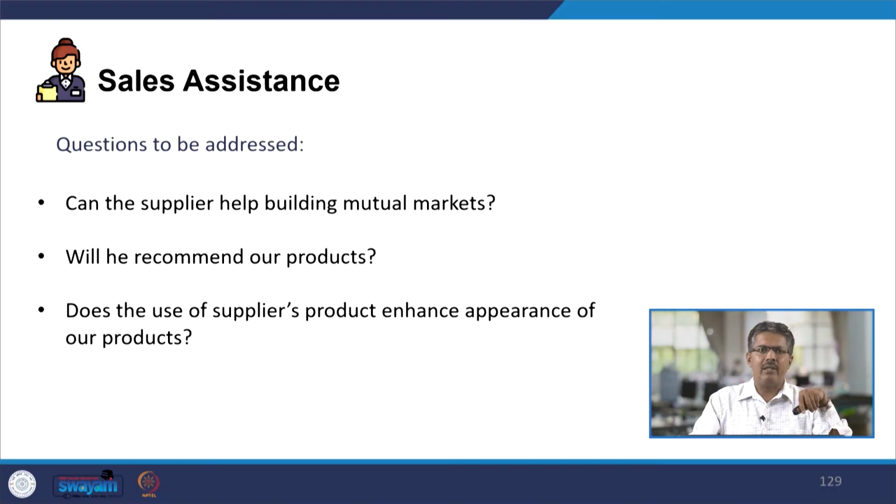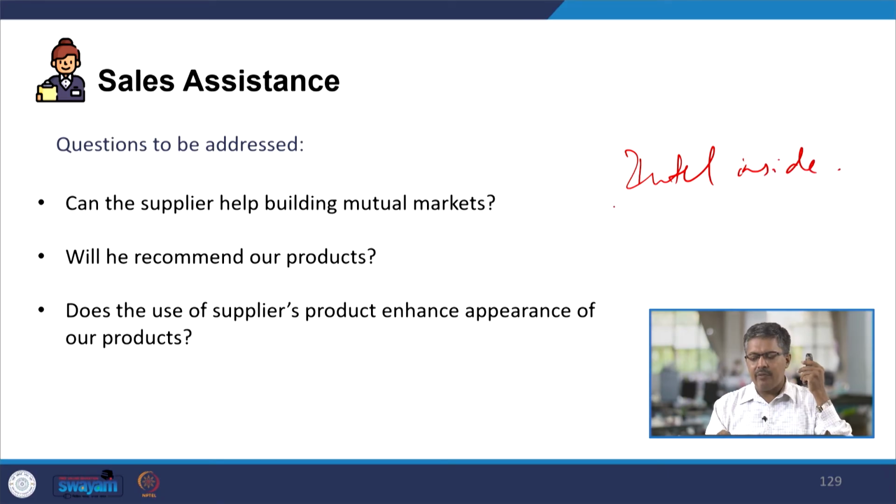Similarly, sales assistance, can the supplier help in building mutual markets, will he recommend our products, does the use of the supplier's product enhance the appearance of our products, or does it increase the brand image. For example, when you look at Intel Inside, anybody who writes Intel Inside has that carryover effect of Intel's brand image to that product, maybe if HP is using it. So, HP takes the image of even Intel Inside, right.